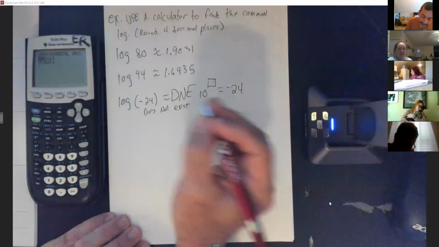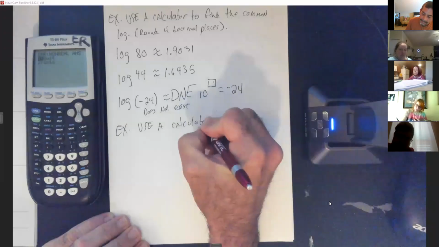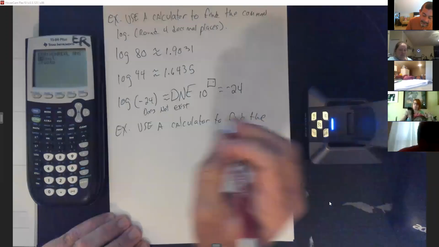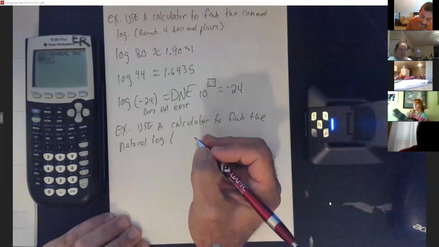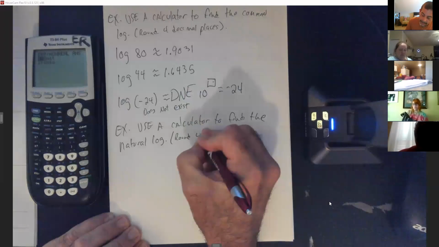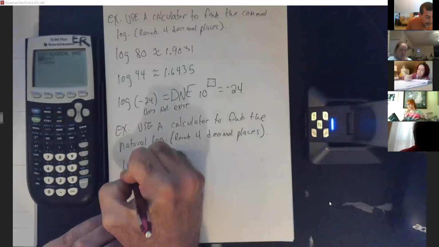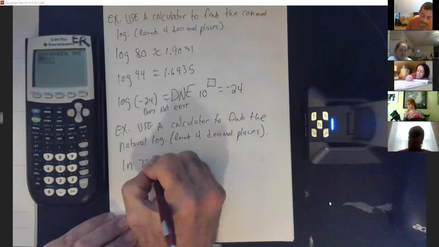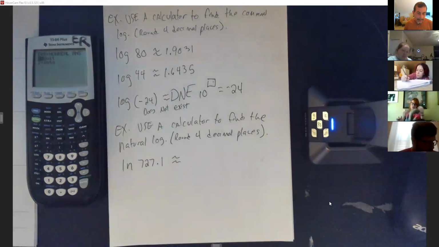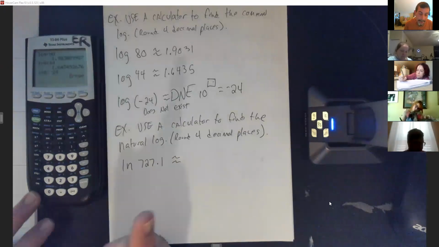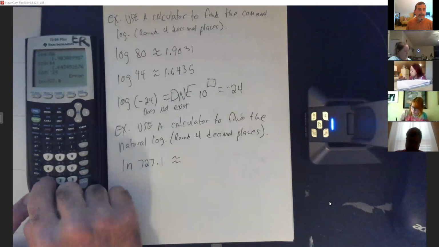So now we're going to use the calculator to find the natural logs. And I'm going to round these ones to 4 decimal places. All right, so this one has an LN of 727.1. Now, they're just going to throw out some crazy numbers on you just to get these done, okay? But now, let's see. We do have an LN button on the front, so I'm going to use my LN button. And then 727.1. And then enter.